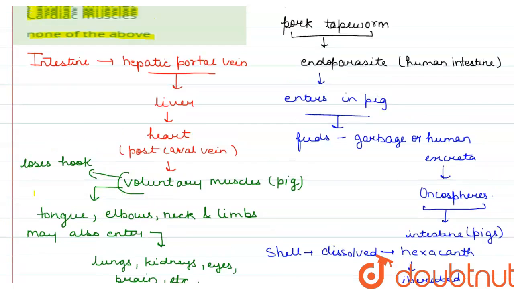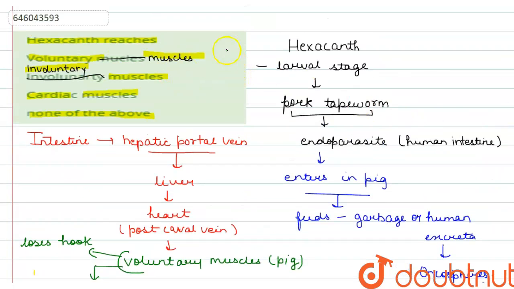So from the given options, we can say that option number 1, that is voluntary muscles, where hexacanth reaches in the final position, is the correct answer over here. I hope I have solved the question.